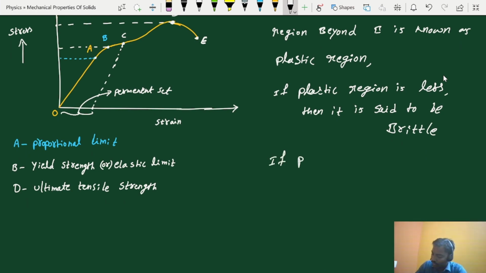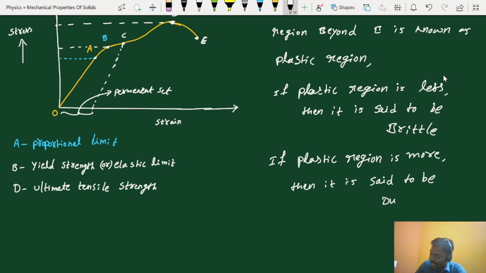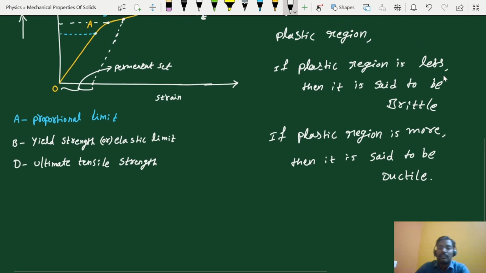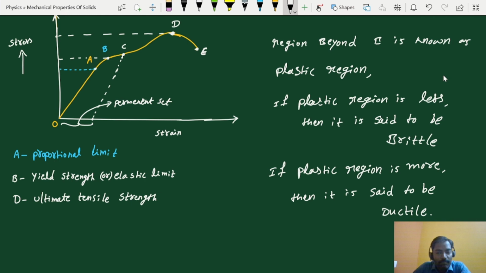If the plastic region is more, then the material is said to be ductile. If the plastic region is small, that is said to be a brittle material. If the plastic region is more, the material is said to be ductile.